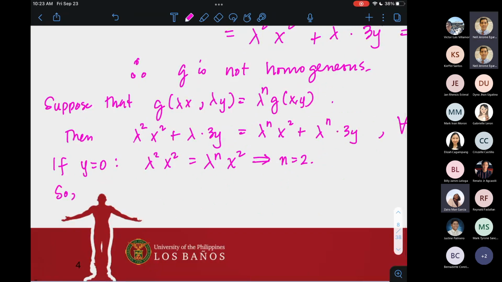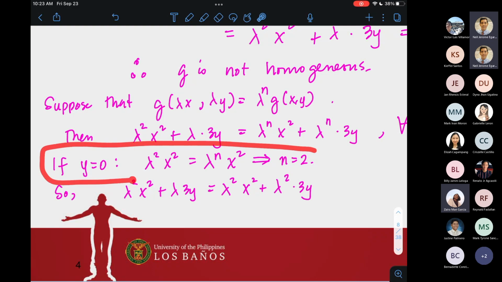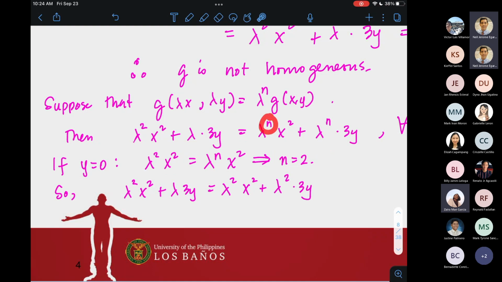So we'll have this. We'll have lambda squared x squared plus lambda 3y equals lambda squared x squared plus lambda squared 3y. Kasi nga nalaman natin mula dito na kung siya ay homogeneous, siya dapat ay homogeneous of degree 2. So dapat itong mga n na nandito ma-replace by 2. Okay? Oh, but I have a lambda squared x squared here, another lambda squared x squared there. So I'll be left with the statement that lambda 3y ay equal kay lambda squared 3y.